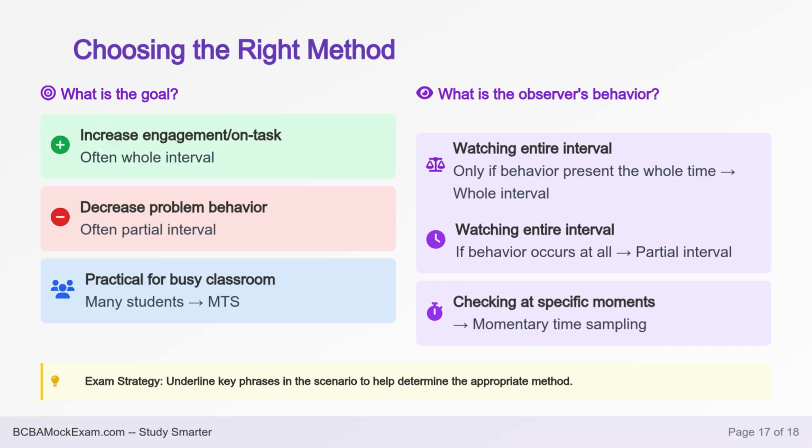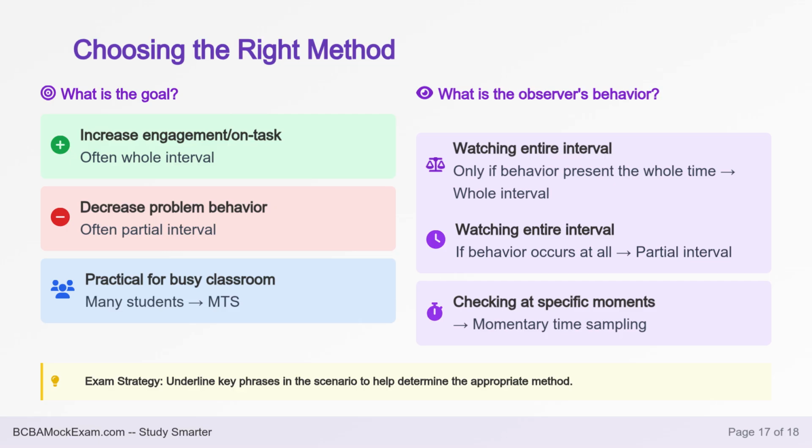When you're picking a method, on the exam or in practice, start with the goal. If you want to increase engagement or on-task behavior and keep it going, whole interval is often recommended. If your goal is to decrease problem behavior, partial interval is frequently used. If you're in a busy classroom with many students to watch, MTS is often the most practical choice.